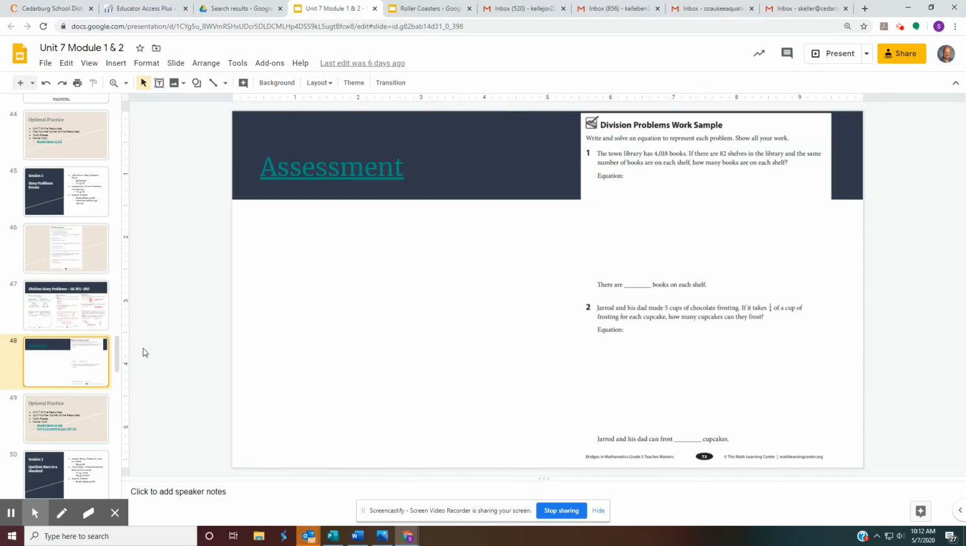All right, so on to the assessment. Take a look at the assessment. There are only 2 problems. Make sure that you show all your work, and make sure that you have your answers in cupcakes and in books. You need to decide, are you dividing by the fraction, or are you dividing the fraction into the whole number? I don't know. You've got to figure that out. Make sure you submit your work sample to your teacher, either on Seesaw or any other way that you have set up with your teacher. Get that back to them as soon as you're done. It's just 2 problems. It should not take you very long.